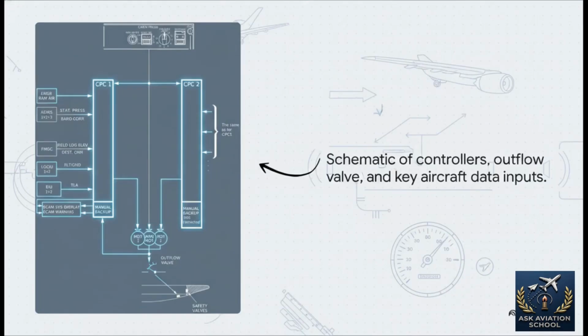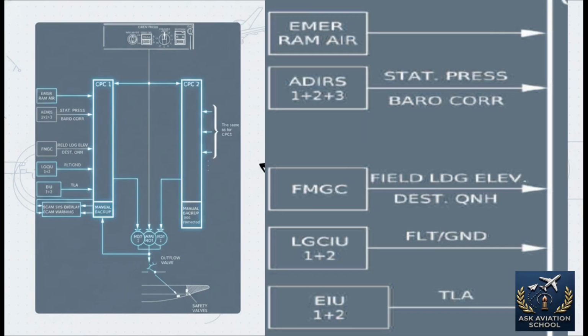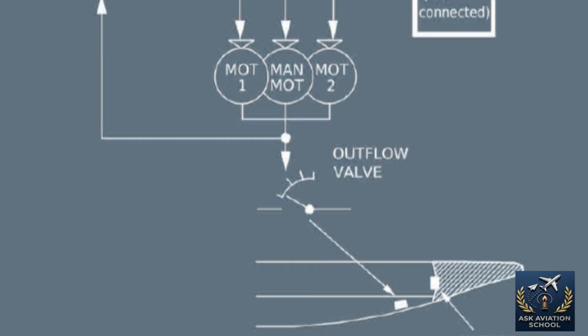So the whole thing is fully automatic, which is fantastic. If you look at the schematic, you can see how it works. It's constantly getting information from other key aircraft systems, things like the ADARs and the FMGC. All that data flows into the controllers, and they use it to tell the outflow valve exactly what to do to keep the pressure just right.